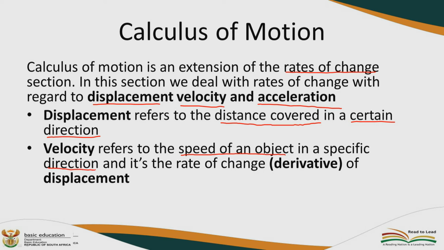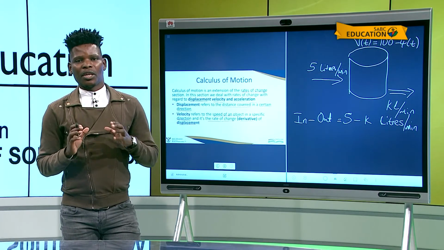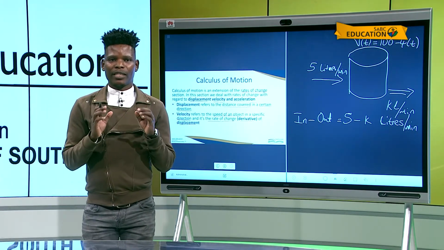Again, you will see we are speaking of a magnitude and a direction. So it means that velocity is a vector quantity as well. Now, this part here is very important. It is the rate of change. And remember, earlier on we said that the rate of change refers to the derivative. So it means that velocity is the derivative of displacement. Okay, so that is very important, the fact that velocity is the derivative of displacement.